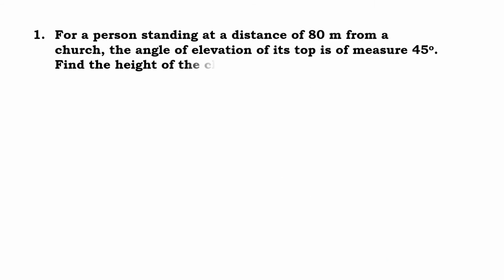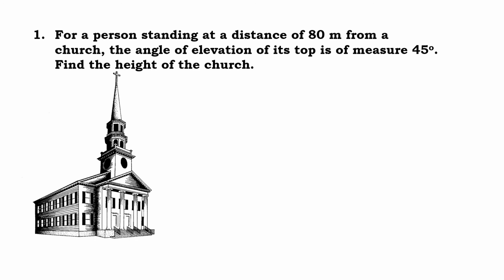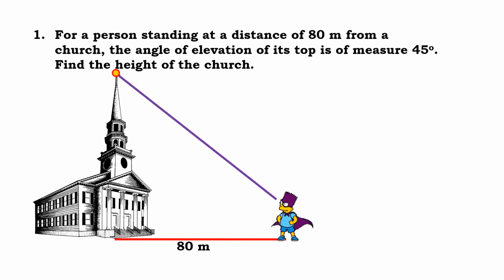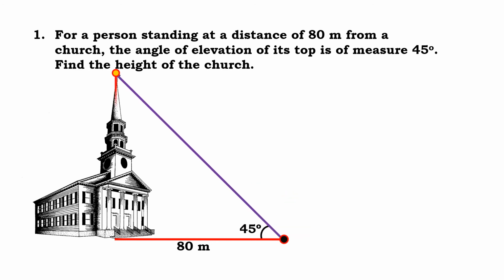Now let us see some basic problem. A person is standing at a distance of 80 meters from a church, and the angle of elevation to the top of the church is 45 degrees. See, this is the person standing over here, and he is looking at the top of the church. He is measuring the angle as 45 degrees. This is the top of the church, and the boy is seeing the top of the church, and thus this angle becomes 45 degrees.